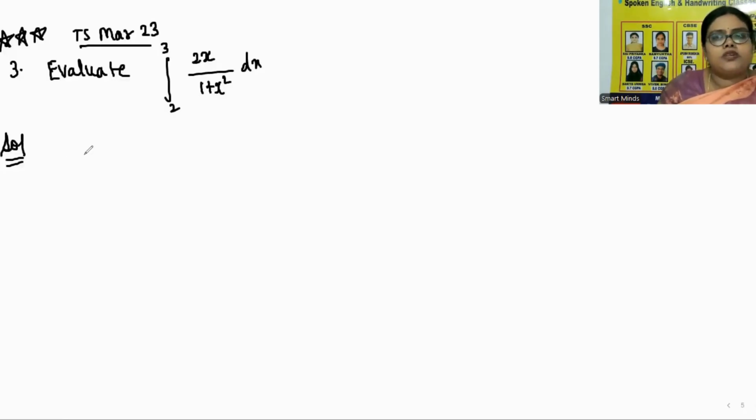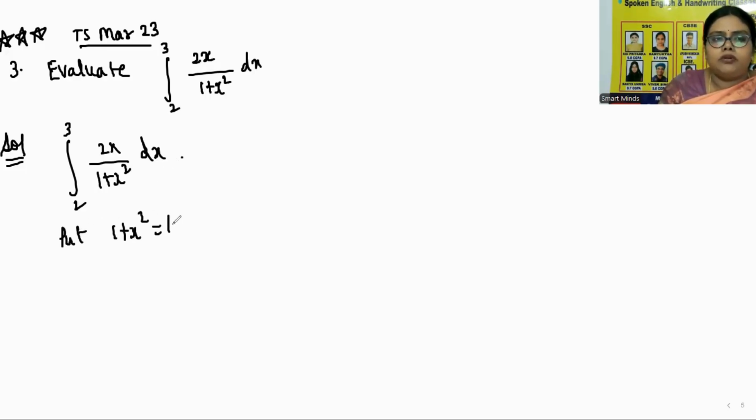Now take the next question. This question last appeared in TS March 23. So let us write the given integral from 2 to 3 of 2x by 1 plus x square dx. So this problem will be done by the substitution method. So you put 1 plus x square is equal to t. And if we differentiate, we will get 2x dx is equal to dt.